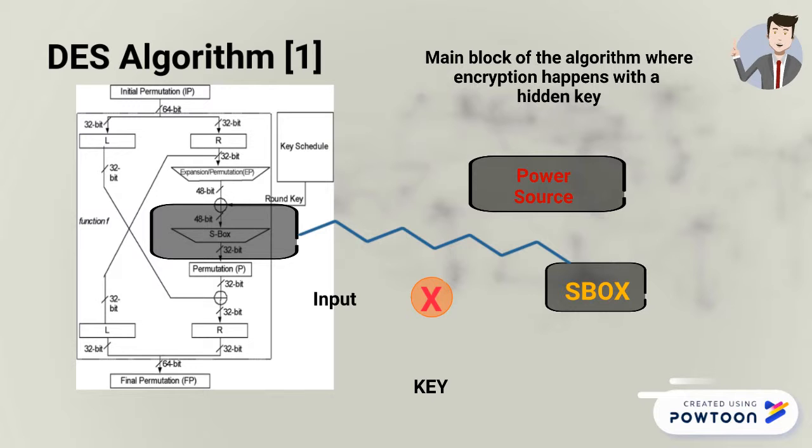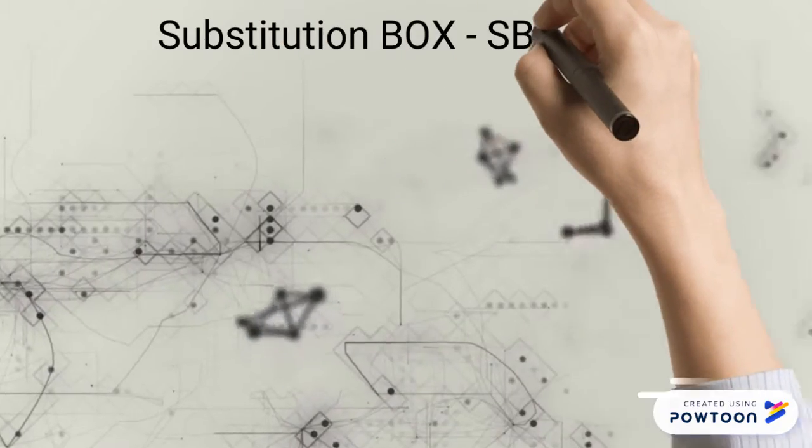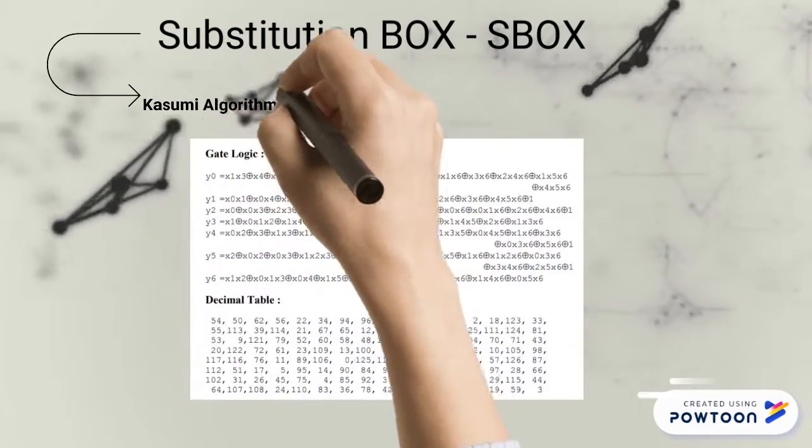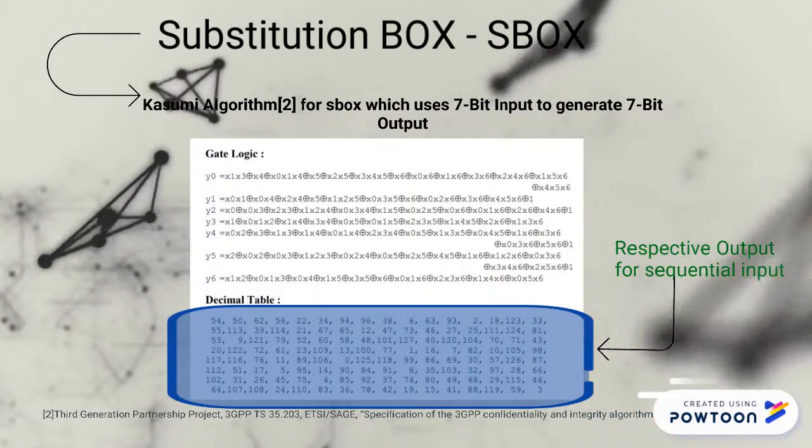The power source is where we get the power to the S box, and we get the data from our power source. We created a 7-bit input and a 7-bit output S box from the Casimir algorithm, and the respective output for sequential input is shown.